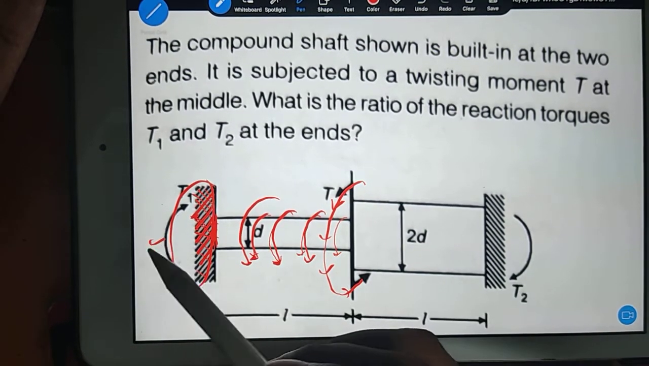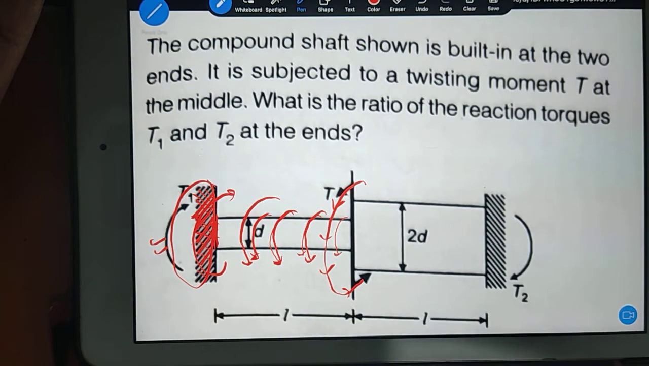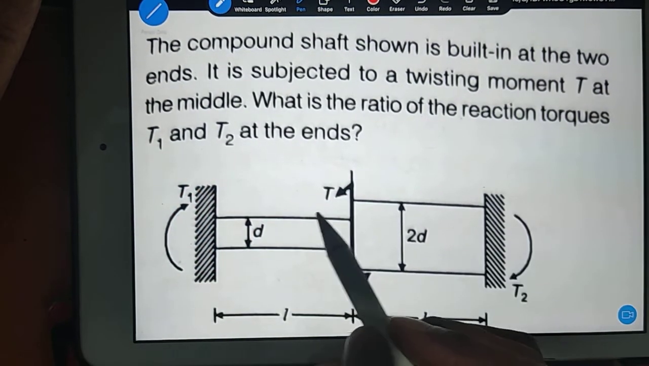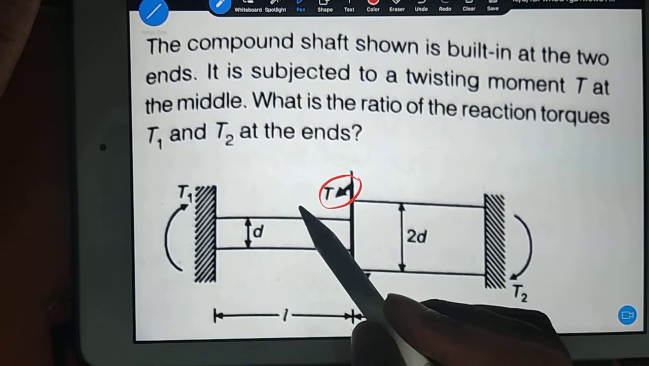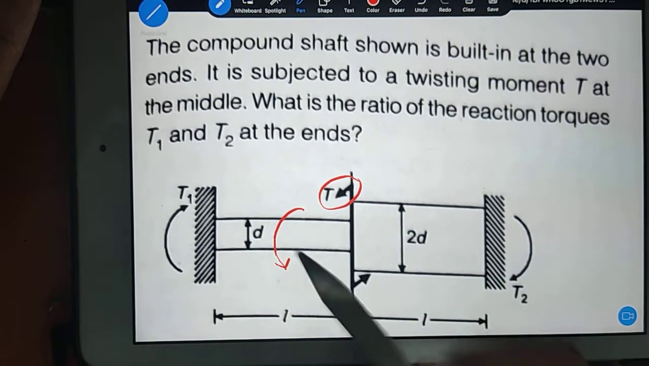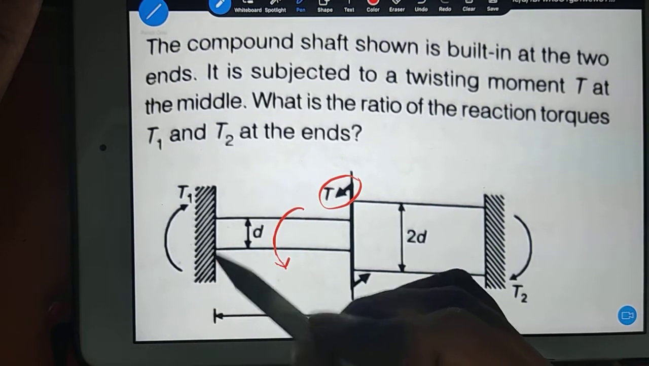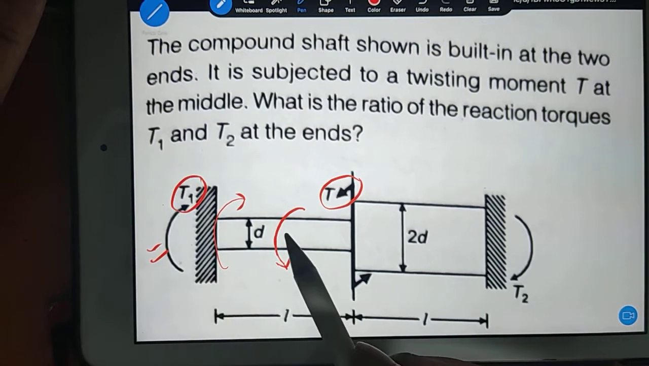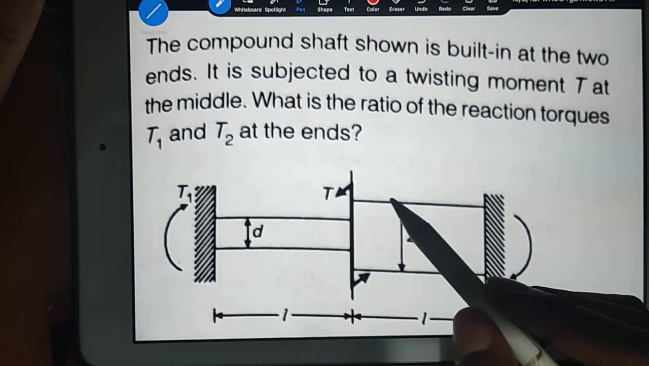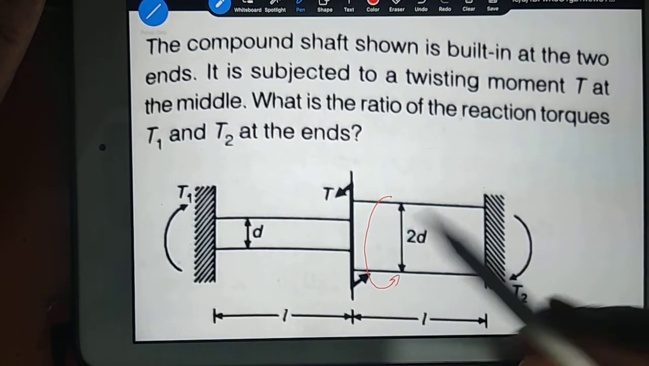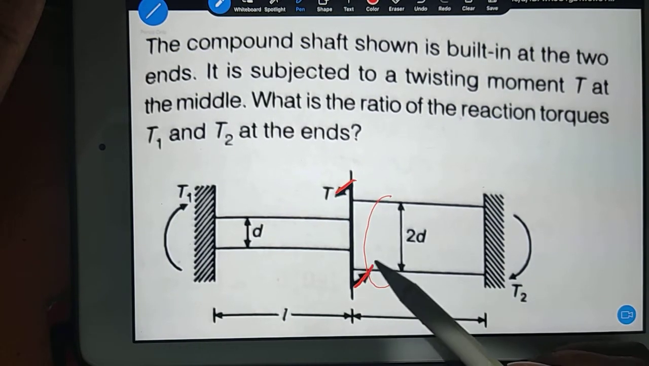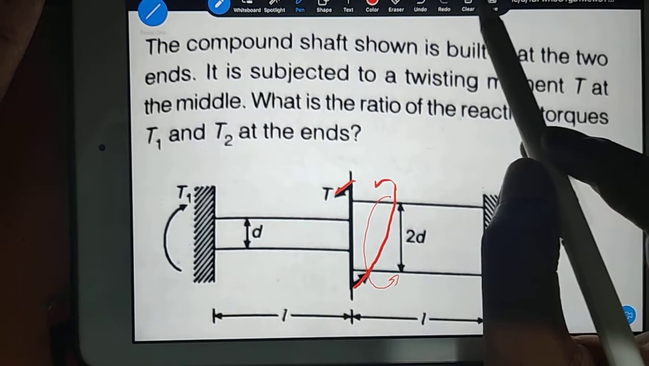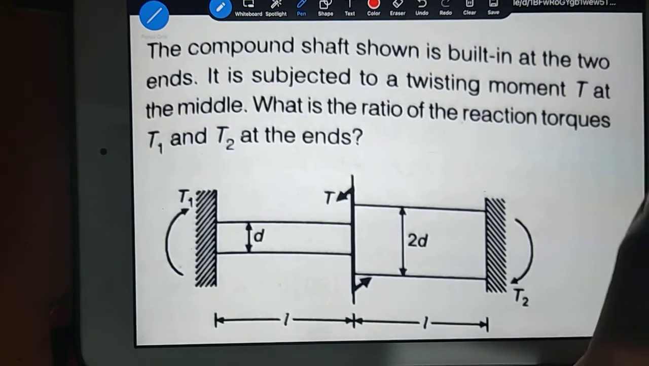It means the wall will produce opposite torque, then only it can resist, right? So you can see in this diagram, the arrow is like this, so this will go and rotate like this. To counterbalance this, the wall will produce opposite torque, so it is shown here. That torque is T1 for the smaller diameter. In the same way, when this side rotates like this, to balance this rotation, the wall will produce torque like this. Okay, now done. So this is the diagram.